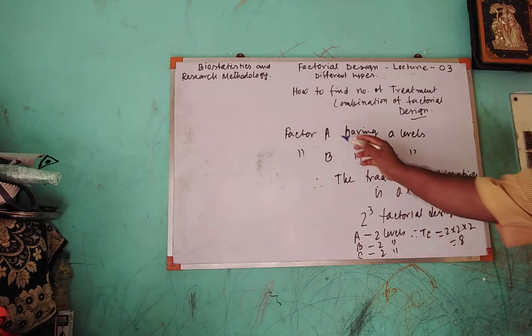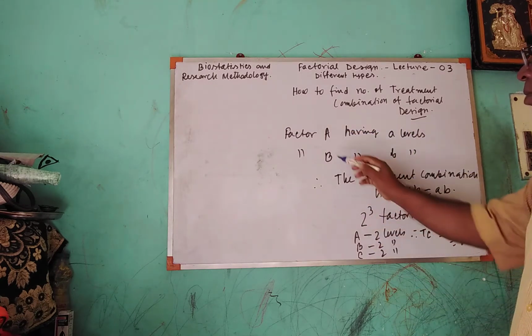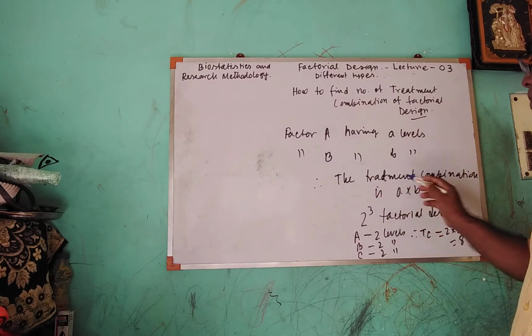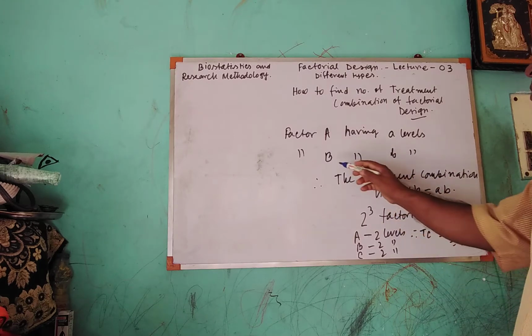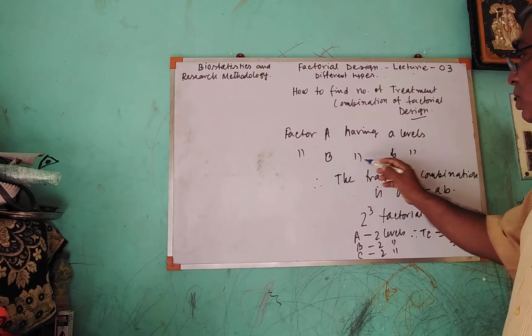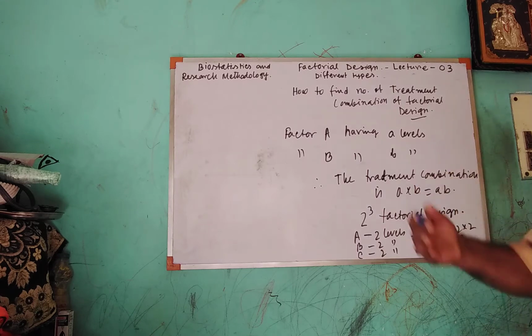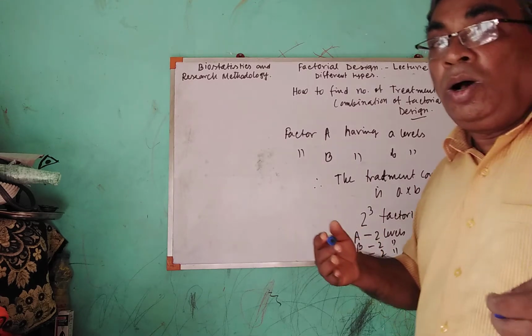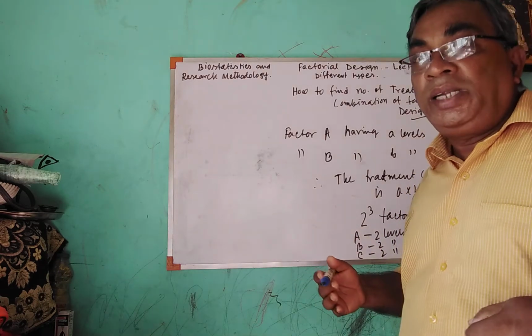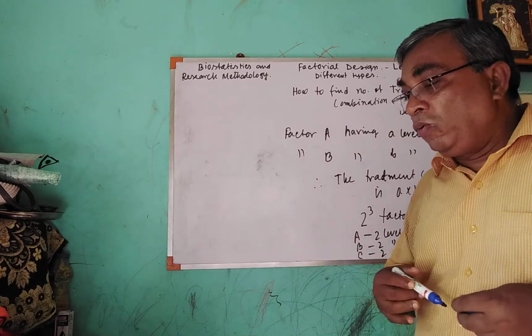So if factor A has A levels, factor B has B levels, then the treatment combination is AB. If another factor C has C levels, then the treatment combination will be A into B into C. That means you have to multiply the levels, then we get the treatment combination.